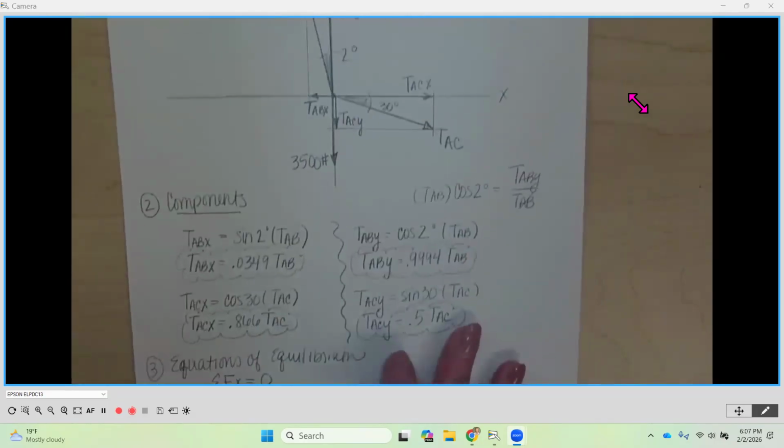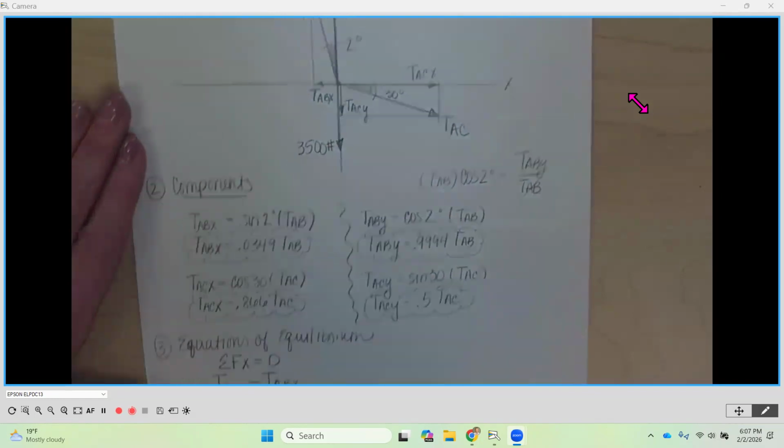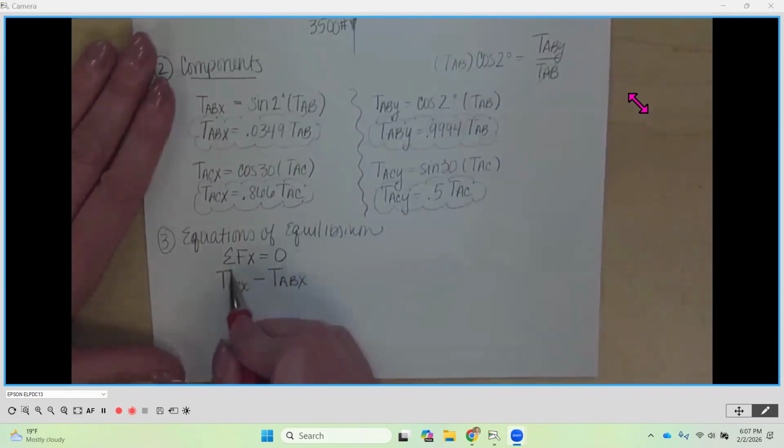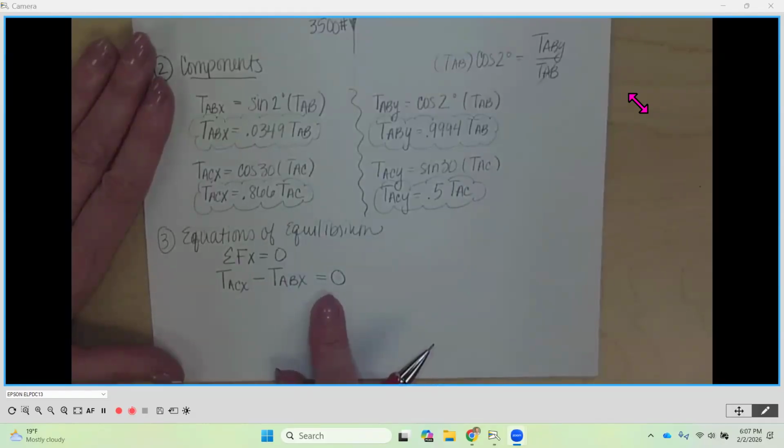Now, if we go back up and we look, those are the only two forces on the x-axis. If we've exhausted those, then that completes the left side of our equation. That's the sum of the forces in the x. And now we have to set this equal to 0. Don't forget that. I'm looking for that.